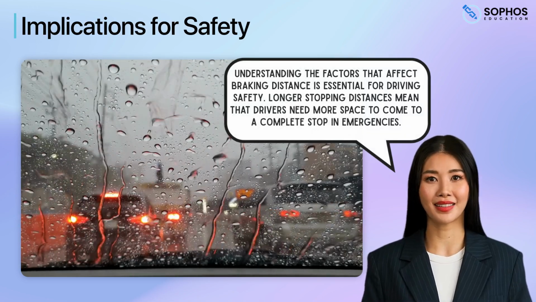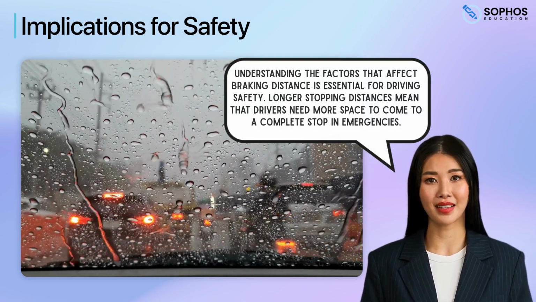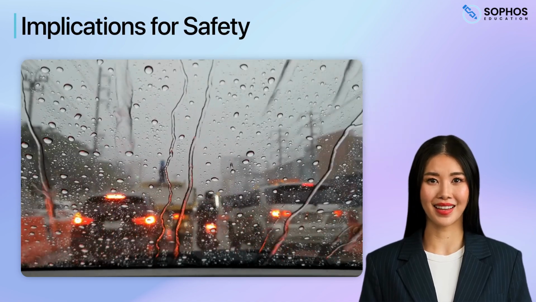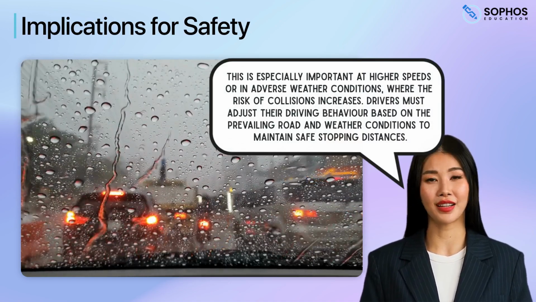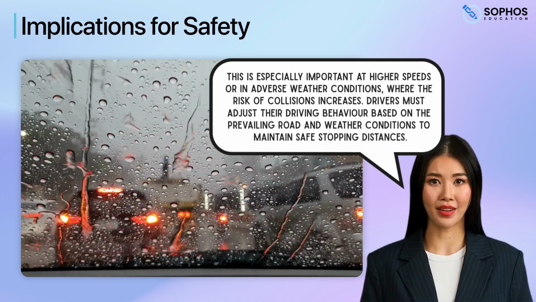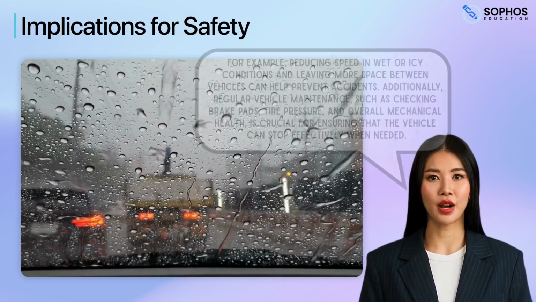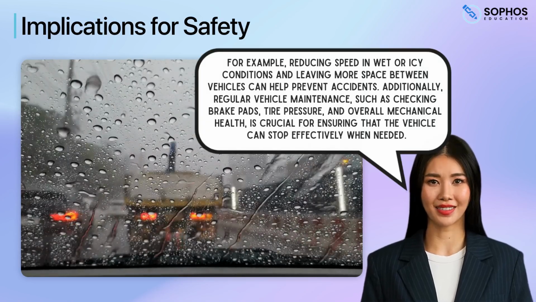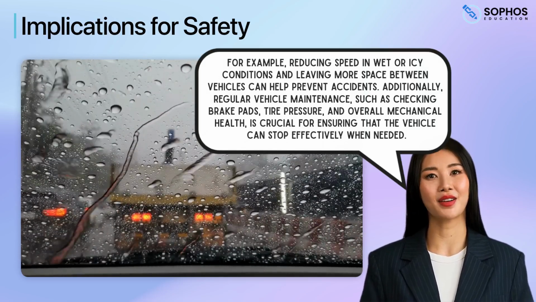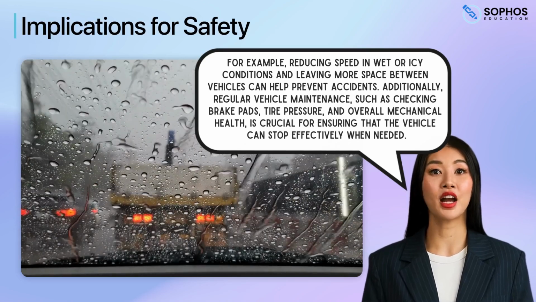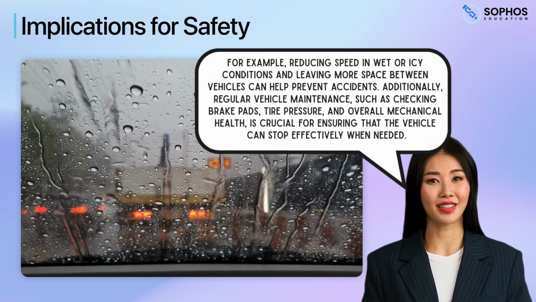Understanding the factors that affect braking distance is essential for driving safety. Longer stopping distances mean that drivers need more space to come to a complete stop in emergencies. This is especially important at higher speeds or in adverse weather conditions, where the risk of collisions increases. Drivers must adjust their driving behavior based on the prevailing road and weather conditions to maintain safe stopping distances. For example, reducing speed in wet or icy conditions and leaving more space between vehicles can help prevent accidents. Additionally, regular vehicle maintenance, such as checking brake pads, tire pressure, and overall mechanical health, is crucial for ensuring that the vehicle can stop effectively when needed.